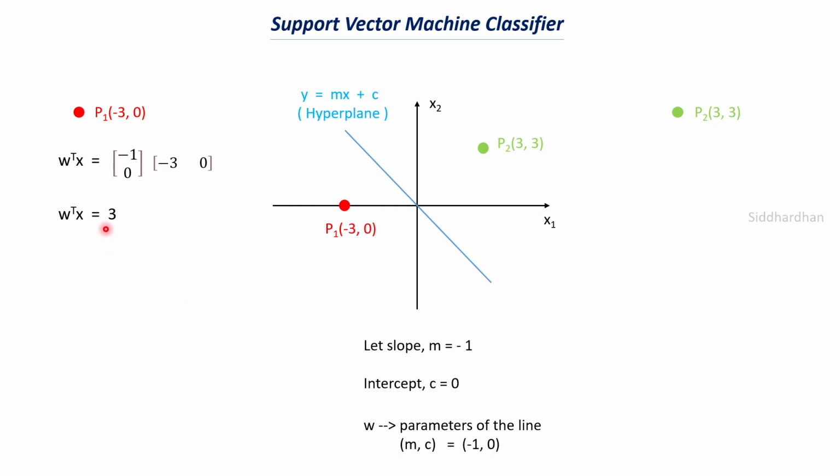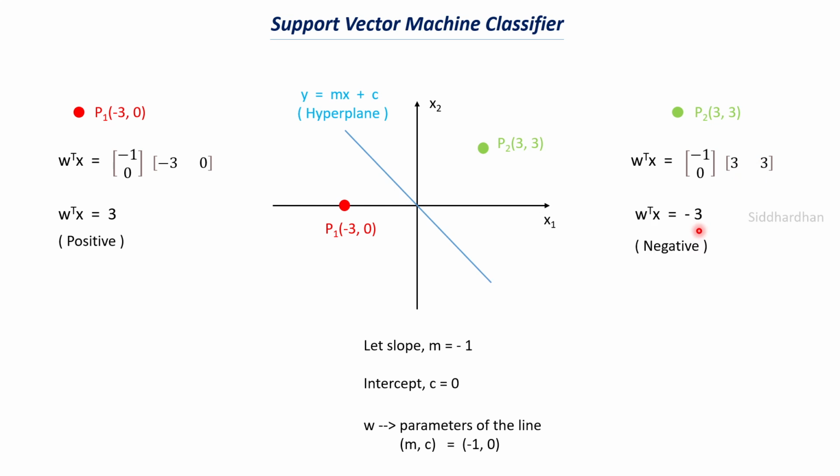So we can say that all the points which lie in this space on the left side of this blue color line will have a positive value. Now let's consider this P2 point. If you take this point, and similarly take the transpose of w and multiply with x, in this case x is this P2, 3 comma 3. If you multiply this it will be minus 1 into 3, which is minus 3, and 0 into 3 is 0. So you will get w transpose into x as minus 3, which is a negative value.